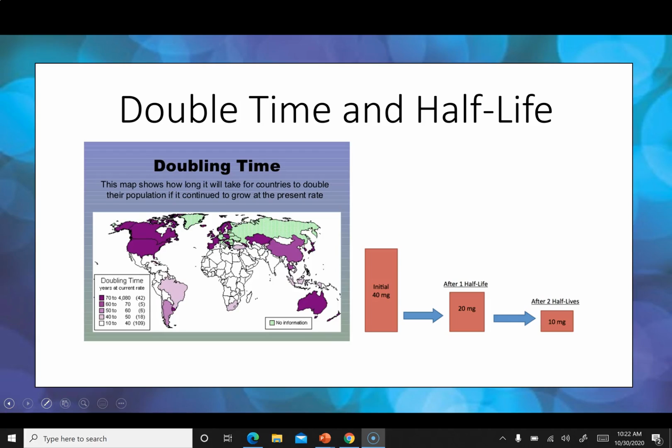Here are our two topics for today. We're going to talk about double time and half-life. Double time means how long does it take for something to double. For example, in this case, we're talking about population right here.